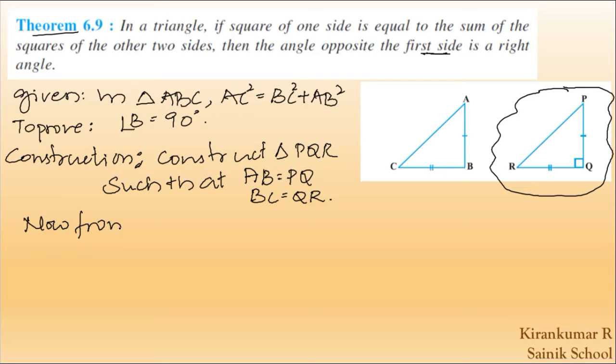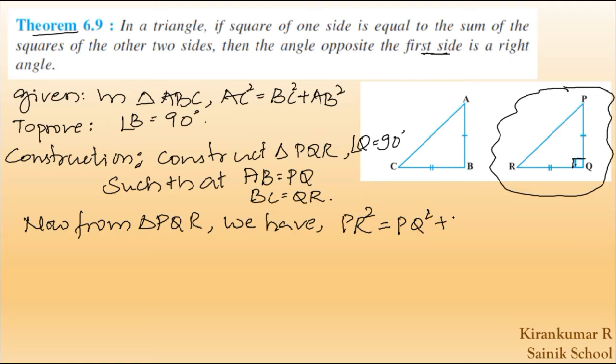Now from triangle PQR we have, I have constructed a triangle such that the angle Q is 90 degrees. Now when angle Q is 90 degrees, we can make use of Pythagoras theorem. So the square of the hypotenuse is the sum of the squares of the remaining two sides. Now by the construction we have, instead of PQ, AB, instead of QR, BC. This is from construction.